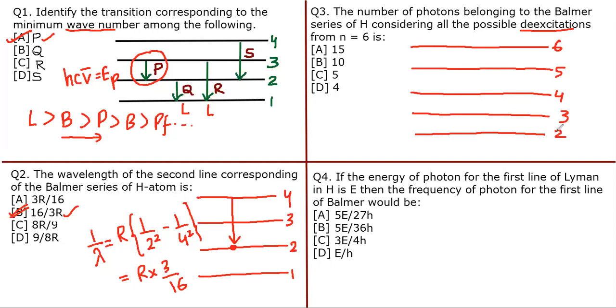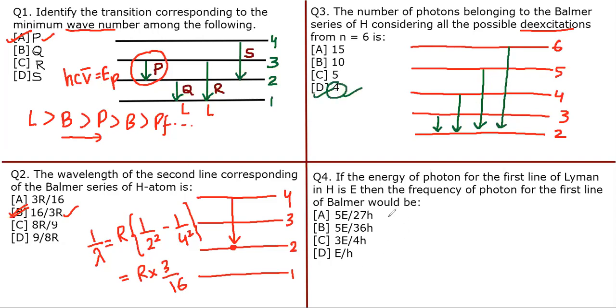Now you see the possibilities of Balmer. Remember that in Balmer you have to jump to 2. Wherever you jump from, you have to jump to 2 only. So jumping to 2, that means destination 2. How many possibilities are there? You can clearly see there are 4 possibilities. So that's the answer, option D.